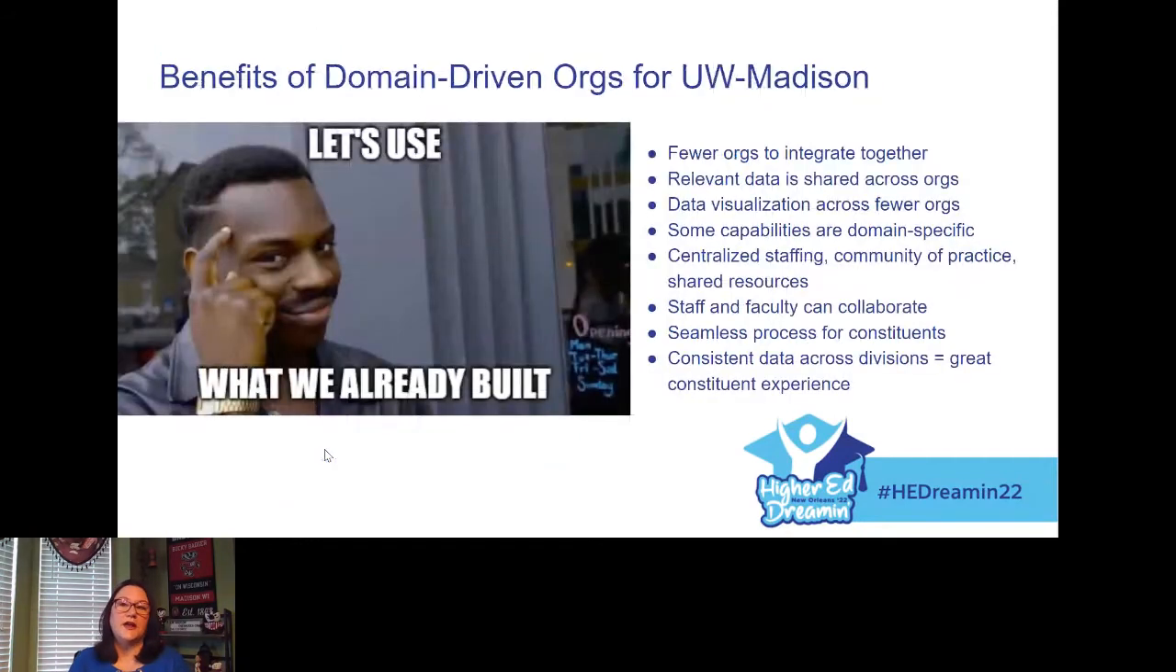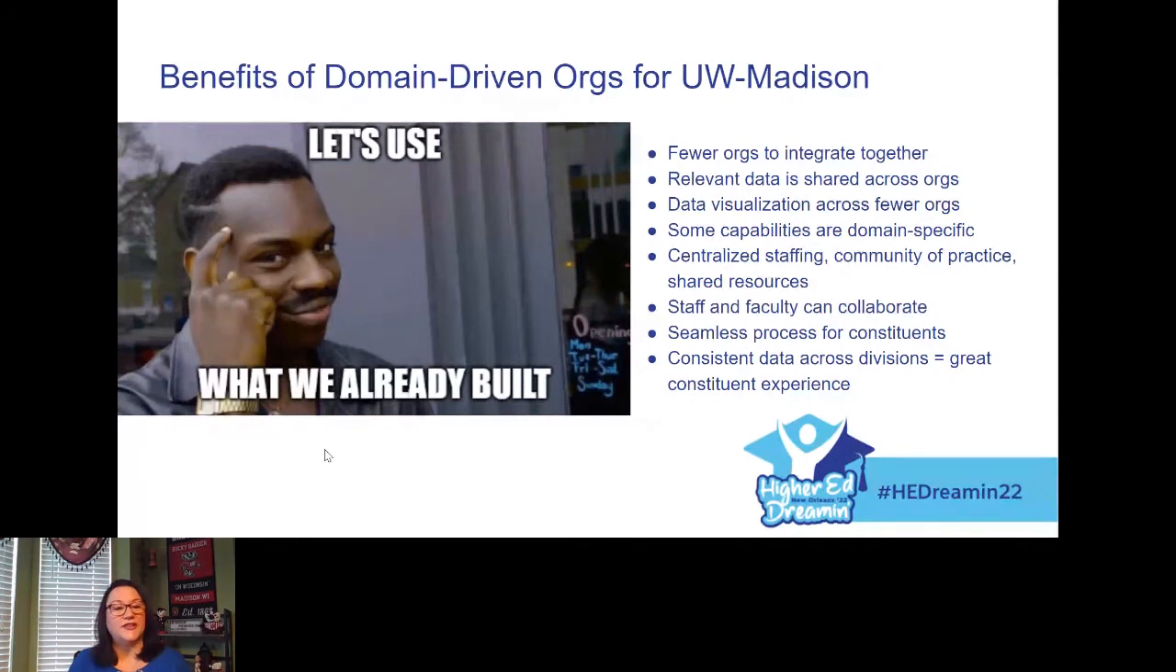So let's talk a bit about the benefits of a domain-driven org. I touched on these a little bit already, but fewer orgs to integrate together. The relevant data is going to now be shared across orgs. That includes contact data or anything that might be relevant for a student who's graduating that external relations might want to see as an alum. Data visualization across fewer orgs. We want to take advantage of things like Salesforce Connect, where we can visualize data versus passing data back and forth.